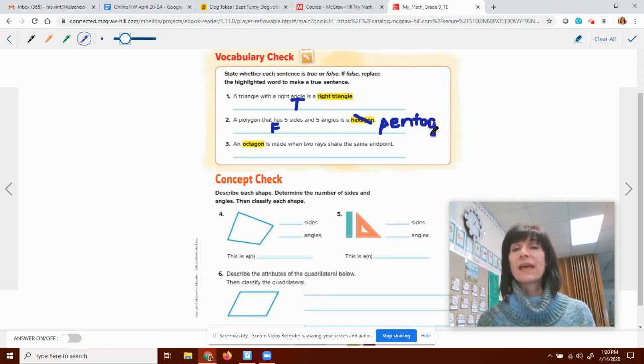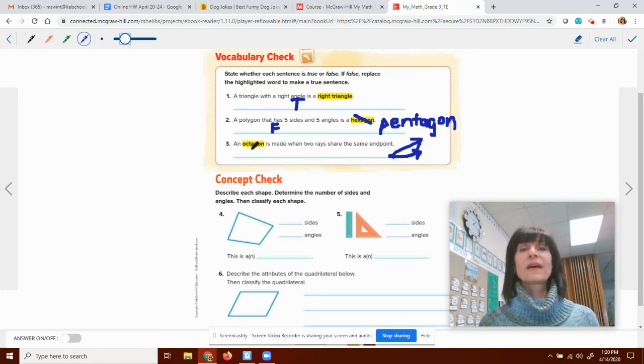Number 3. And that is a letter A there, friends. Number 3, an octagon is made when 2 rays share the same endpoint. Remember, if I draw, here's my ray and an endpoint, and I have another ray, they're saying this is an octagon. You're saying no way. So that is false. But what is created when you have rays that have the same endpoint is a vertex.